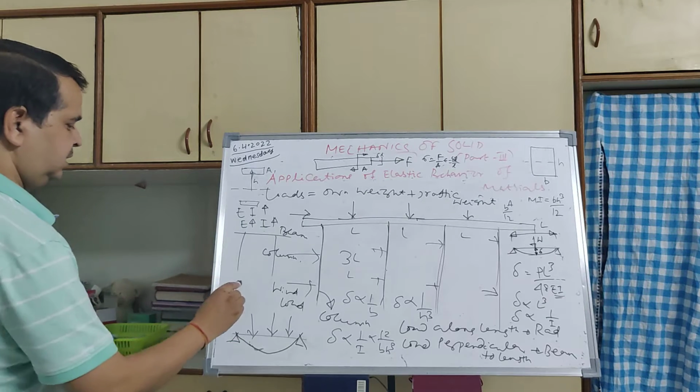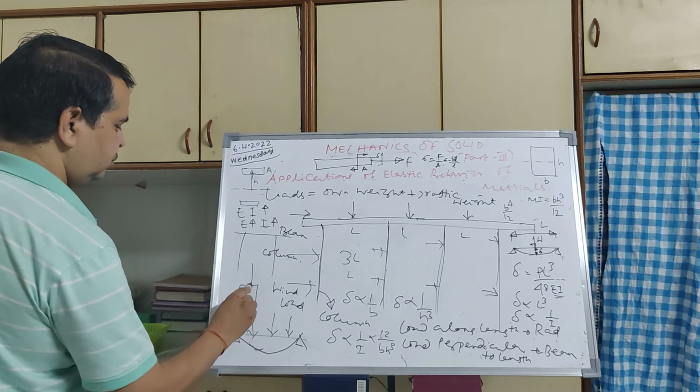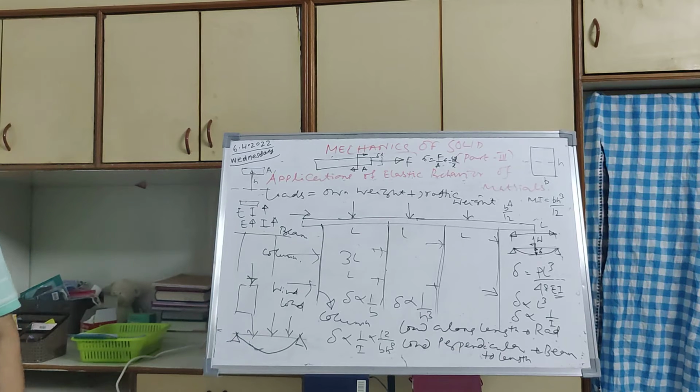Like this is your column. This load will come as a compressive load if it is a free body. Concrete is being used because its compressive strength is very good. As compared to its compressive strength, concrete cannot take tensile load. It can take very good compressive load.